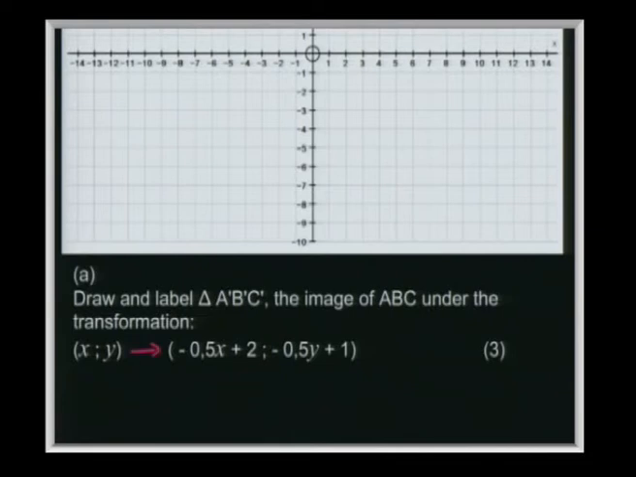(x, y) becomes (-1/2 x + 2, -1/2 y + 1). Goodness me. This is a 2-in-1 transformation. It is multiplying by a scale factor as well as an element of glide across and in this case up.